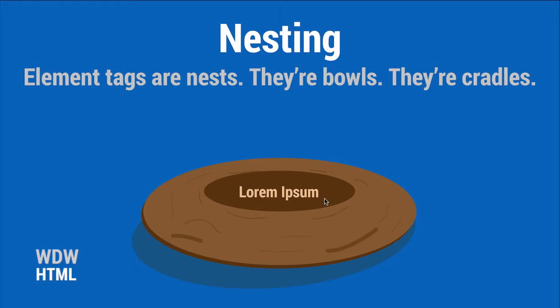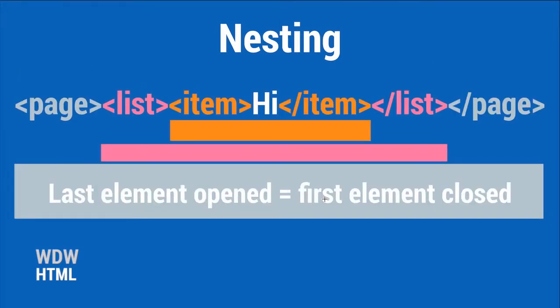And you can actually generate this auto text on your own. Just Google lorem ipsum text generator or something. You can get a ton of text. So we saw that content is nested, it's cradled inside of these tags.